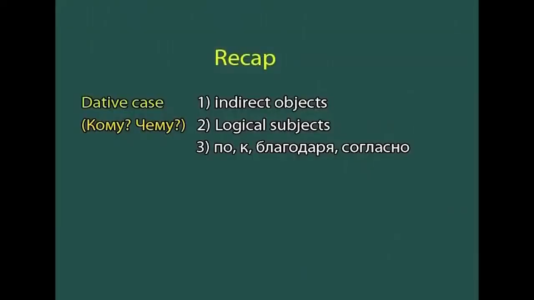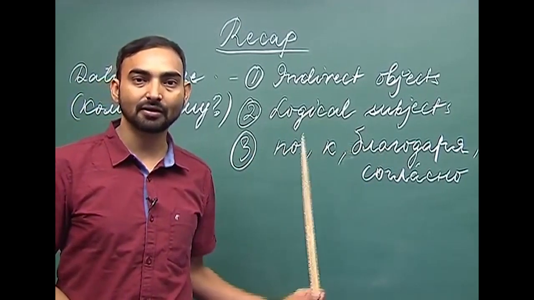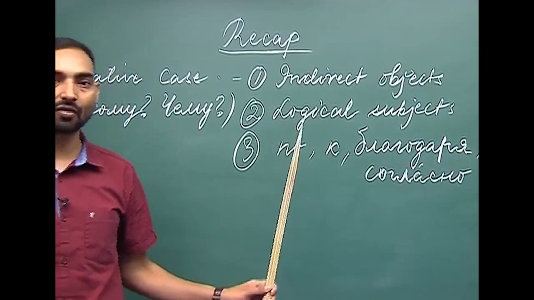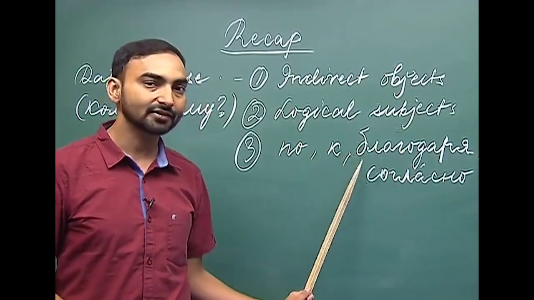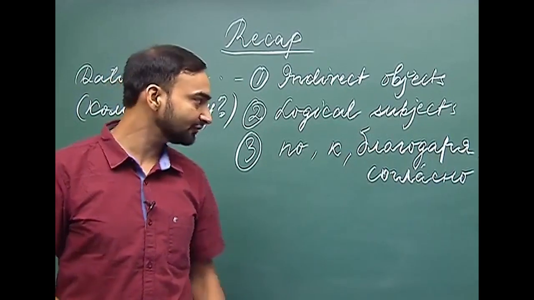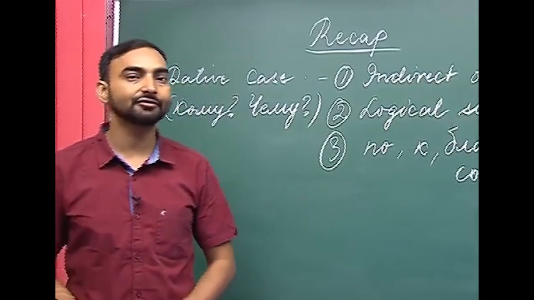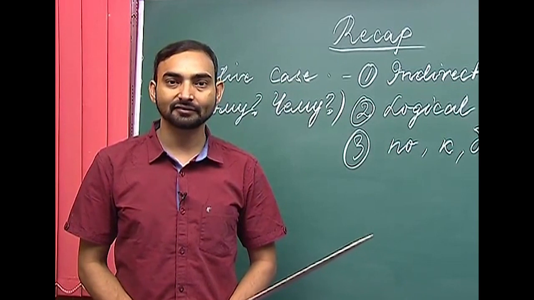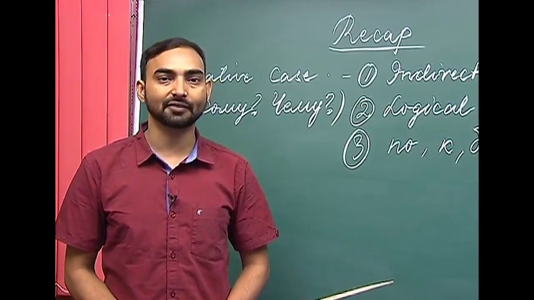The third use of the dative case of nouns is to come after the prepositions pa, ka, blagadarya and saglasna. Pa is movement along or on the surface, ka is movement towards the object, blagadarya is thanks to or because of, and saglasna is according to. So these are a few of the uses of the dative case of nouns. Now in this lesson we will learn about the declension of singular nouns in the dative case.